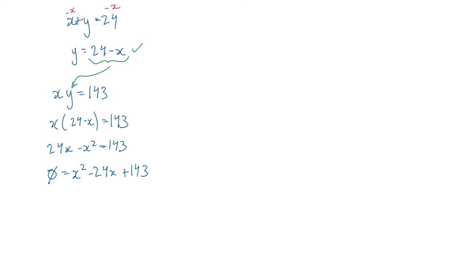Now, b squared minus 4ac is, let me do this on my calculator quickly, b squared minus 4 times 1 times 143 is 4. b squared minus 4ac is 4. So that's a perfect square because the square root of 4 is 2. So this is factorable. Okay.